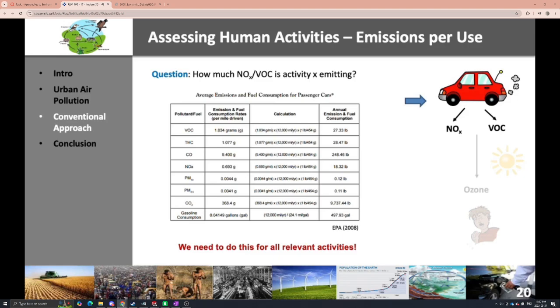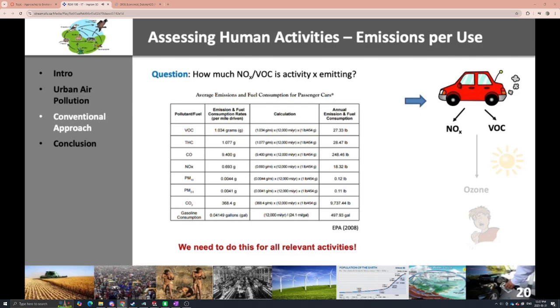The table you see here is from the American Environmental Protection Agency, the EPA. The second column of the table shows the emissions of different compounds per mile driven, which are then multiplied by the average number of miles driven each year to calculate the annual emissions that are shown in the last column. So in 2008, the average car in the US drove 12,000 miles and on average emitted 27.4 pounds of VOC and 18.3 pounds of NOx every year. And then multiplying these amounts with the total number of cars in a given area gives us the total NOx and VOC emissions from cars.